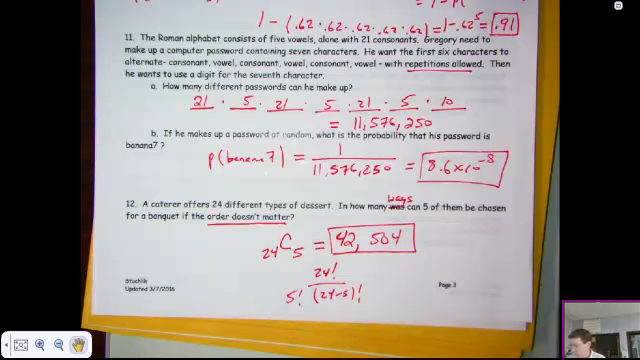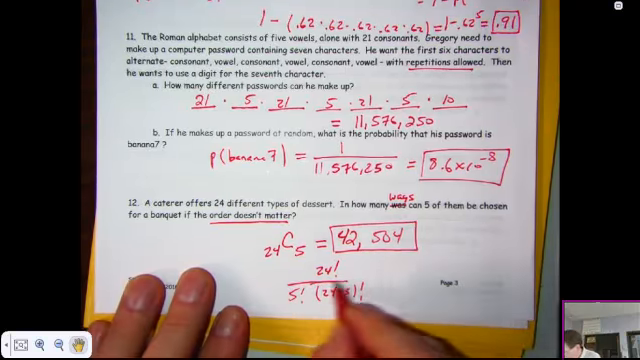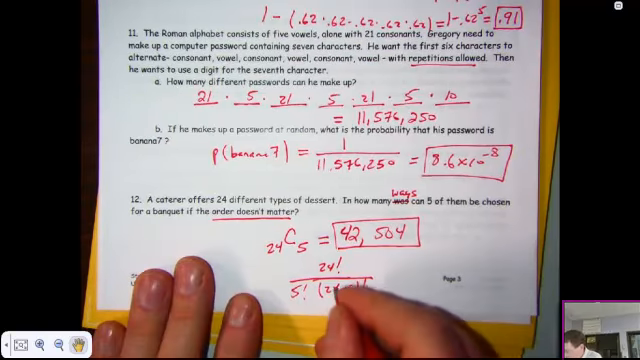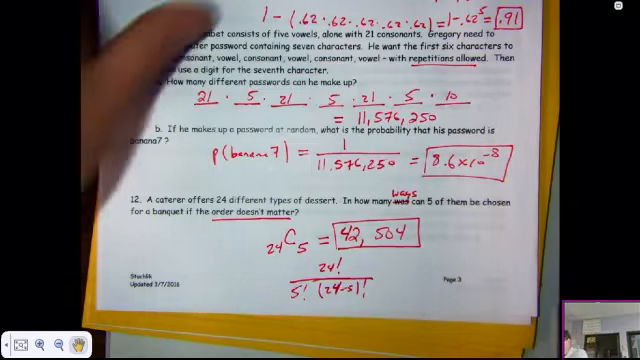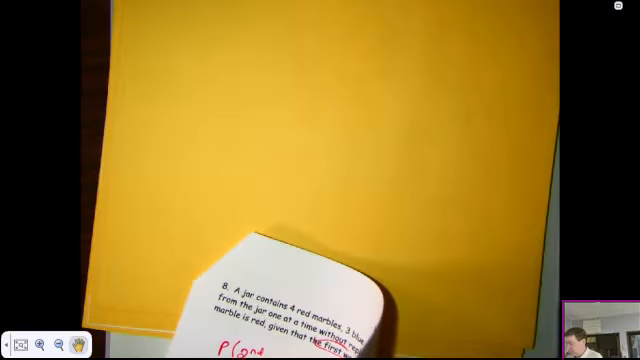Is the 5 underneath that? Yes, if you just did the formula, that would be like that. Okay. All right, was good? All right, number 13.